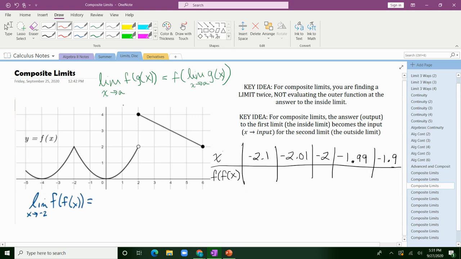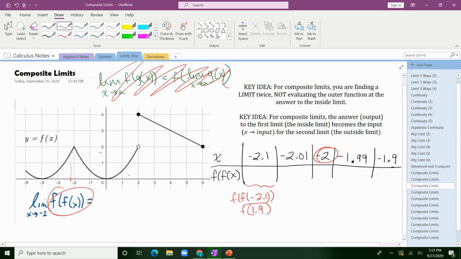So let's forget about the limit rule here. It doesn't apply anyway. And let's pretend that we don't really know what to do for the limit of a composition. So we're just going to do what we did at the beginning. We plug in numbers really close to -2. So this would be f of -2.1. Okay, so start on the inside. f of -2.1 is somewhere around there, and I'm going to estimate this to be like 1.9. So now I'm going to do f of 1.9. So I'm at 1.9, and I'm going to estimate that to be around 1.9.